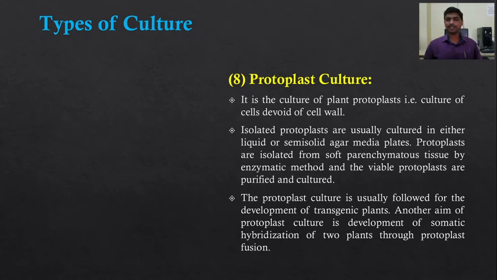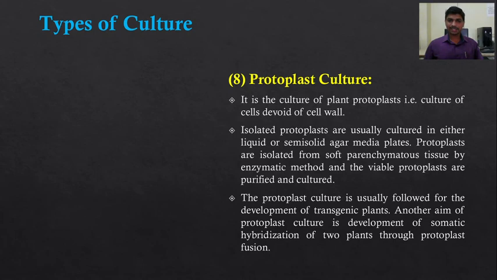Those plants which contain a gene from another organism are called transgenic plants. For example, BT cotton. This BT cotton plant possesses a gene from Bacillus thuringiensis bacteria, and this gene has been transferred into the cotton genome. Such a plant is called a transgenic plant.